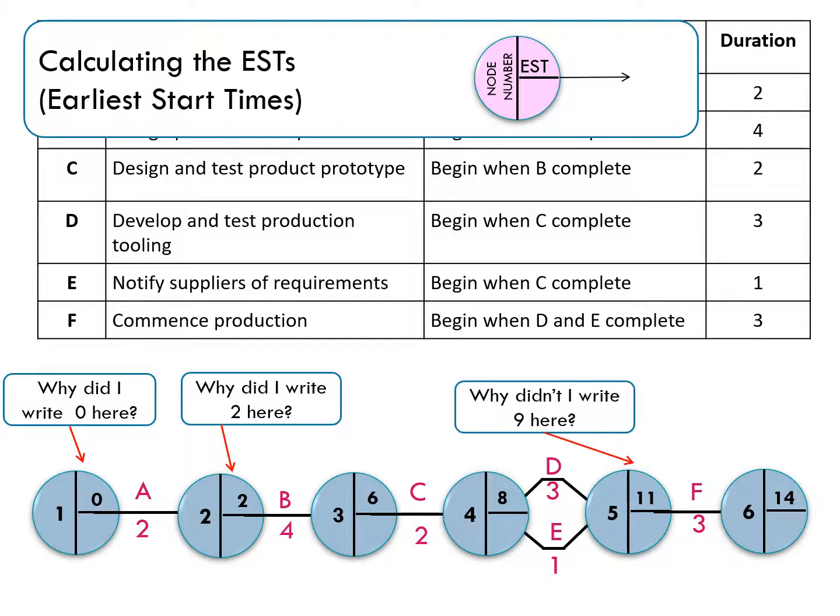Now, why didn't I write 9 here? Well, F can start once D and E are finished, and they can begin after 8 weeks. So after 8 weeks, E can begin, which means it will be finished after 9 weeks. But F can't start then, because F also needs to wait for D to be finished. And the earliest time that D can be finished is 8 plus 3, 11. So F can only start after D is finished, which will take 11 weeks.